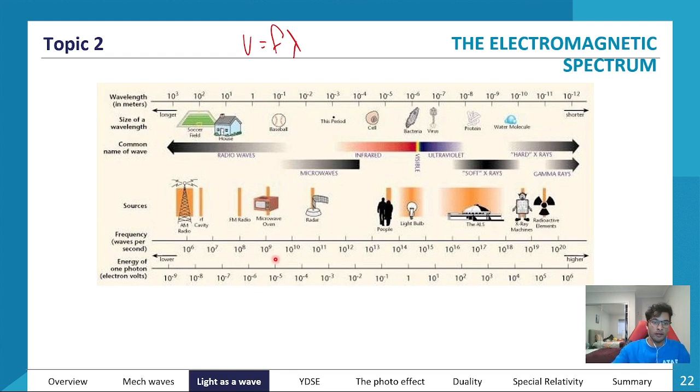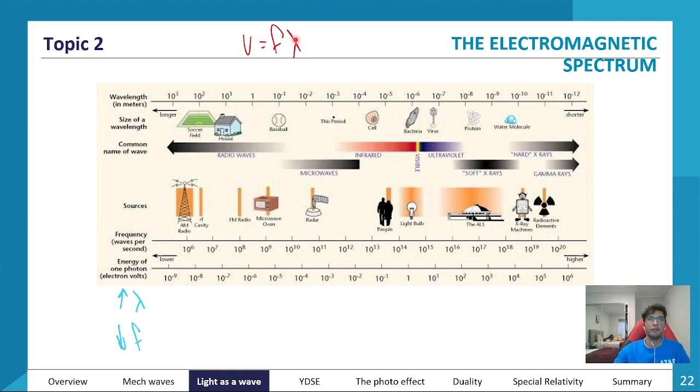For radio waves, radio waves have the longest wavelength. So if radio waves have the longest wavelength, they're going to have the shortest frequency. Longest wavelength, shortest frequency. Why? Because the frequency and wavelength are inversely proportional. If you increase one, the other one has to decrease.